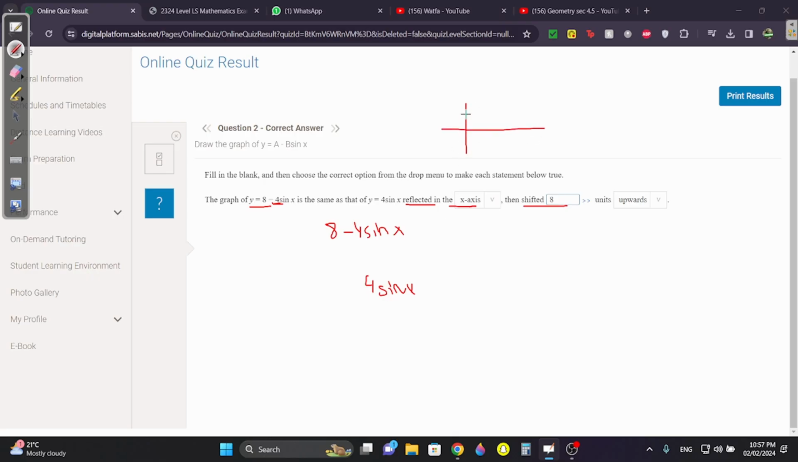So it's going to be like this. It's going to start up 8 units. It's going to start going down, then going up and back like this. Okay, this is what minus 4 sine x plus 8 looks like. It's flipped upside down and 8 units up. Okay, that's how you do it.